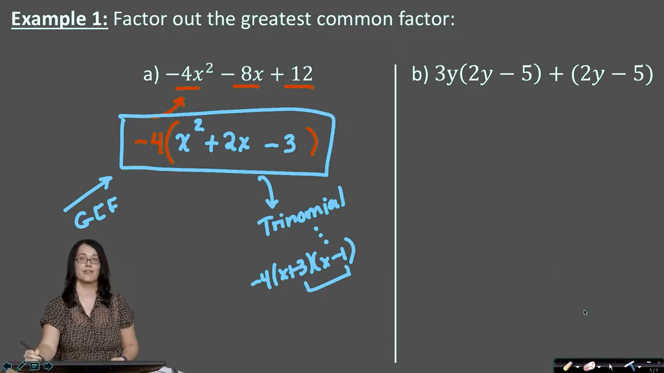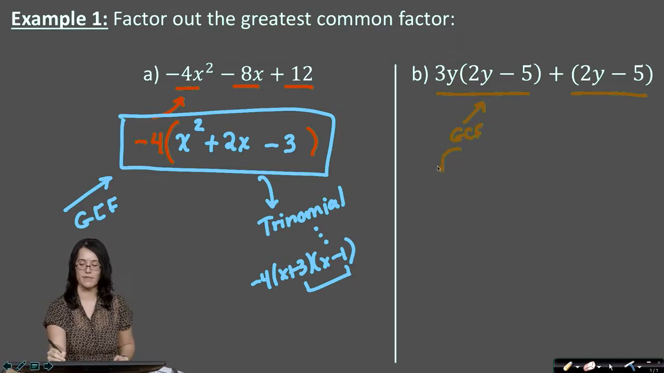Okay, did you notice anything that they had in common? Yeah, technically each term, there's one term here and there's one term here. Each term shared something in common, didn't they? What was it? Yeah, you can see it. It's 2y minus 5. So that GCF here is 2y minus 5.